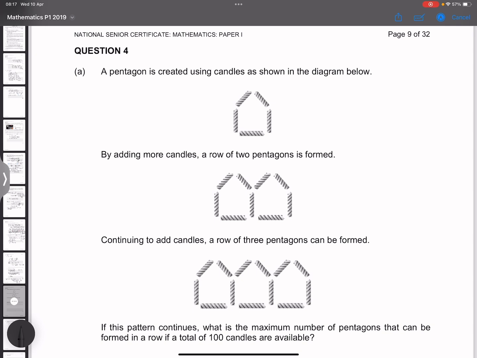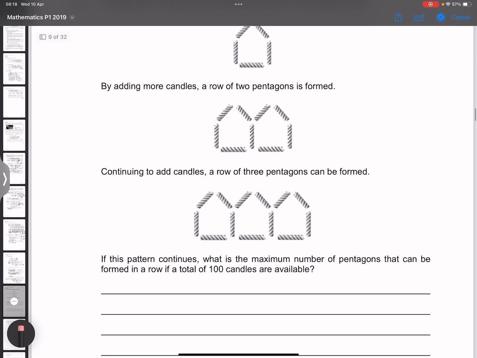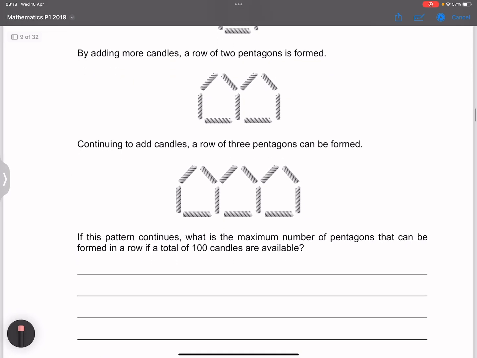All right, so first of all, I want you to note, so this pentagon is formed. Firstly, they had 5 candles, 1, 2, 3, 4, and 5, right? But to form the second row, we took the first 5 candles and added 4 more candles. Can you see that? And to make another row, you keep adding 4 more candles. Of course, it actually makes an arithmetic pattern, right?